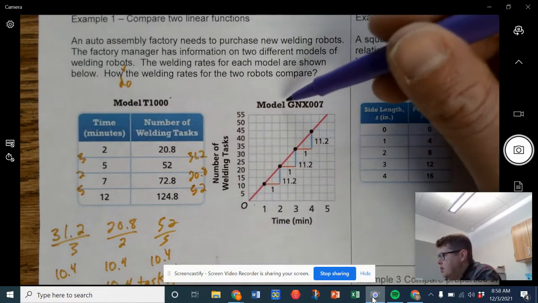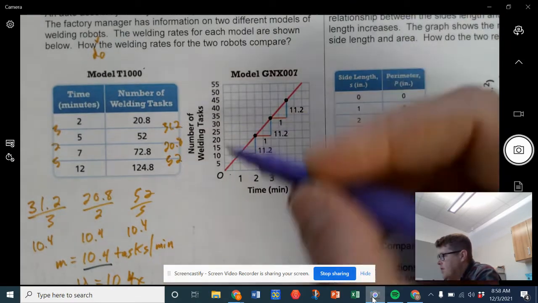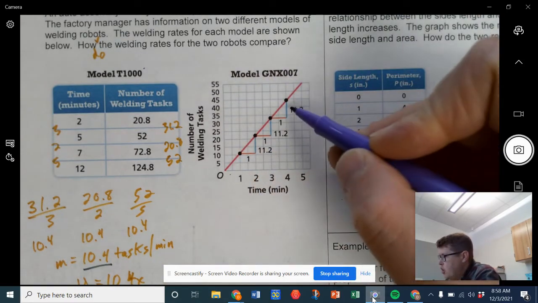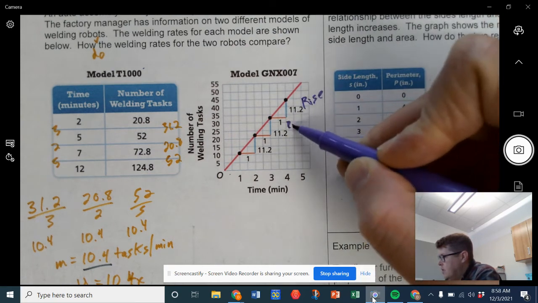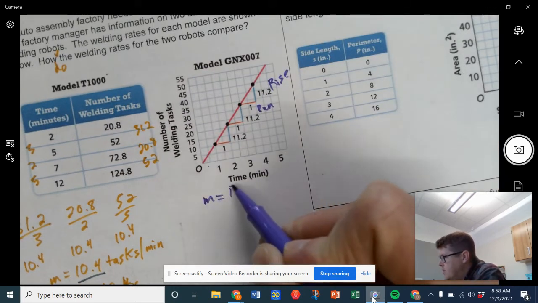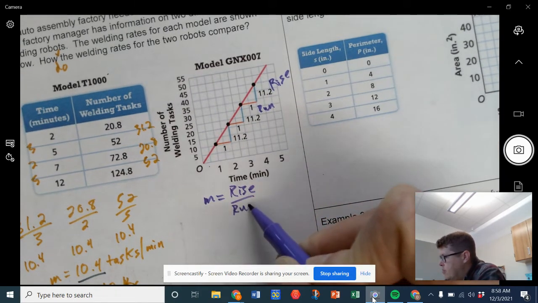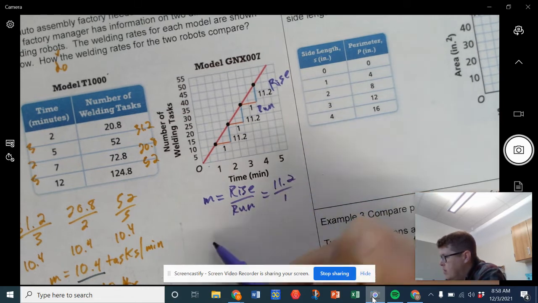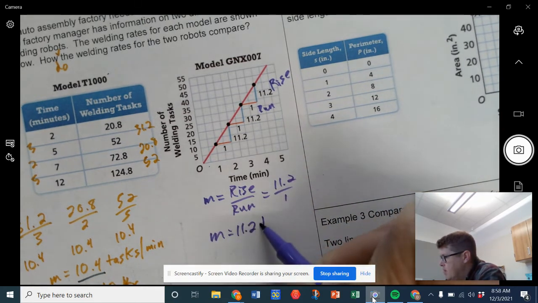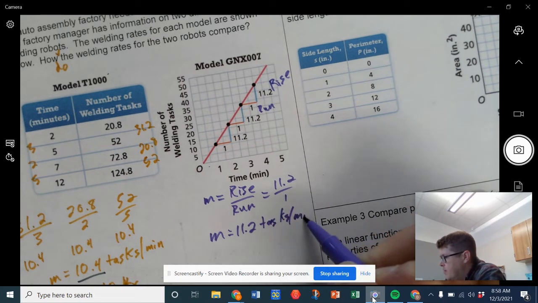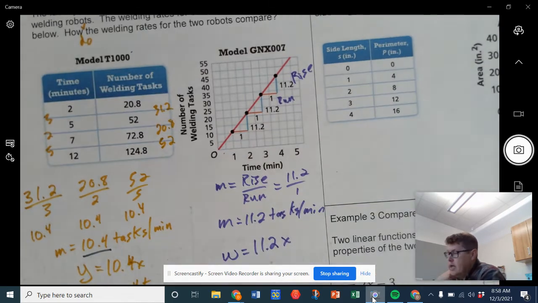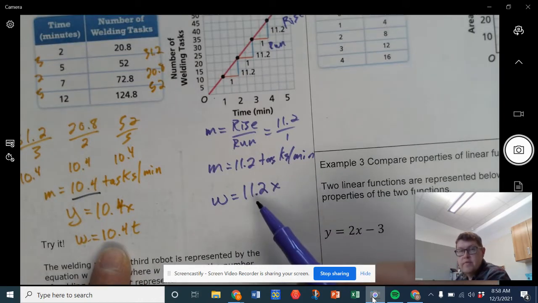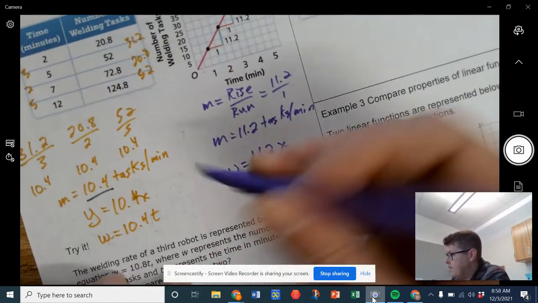So then we have this model GNX007. This graph is not awesome. So the work for finding the slope has already been done for you, right? So rise is here, run is here, and remember, slope is rise over run. So it's 11.2 over 1, right? So it's 11.2 tasks per minute. So that's our slope. So we can already see that our slope is faster, right? 11.2 versus 10.4. So the GNX007 is faster.